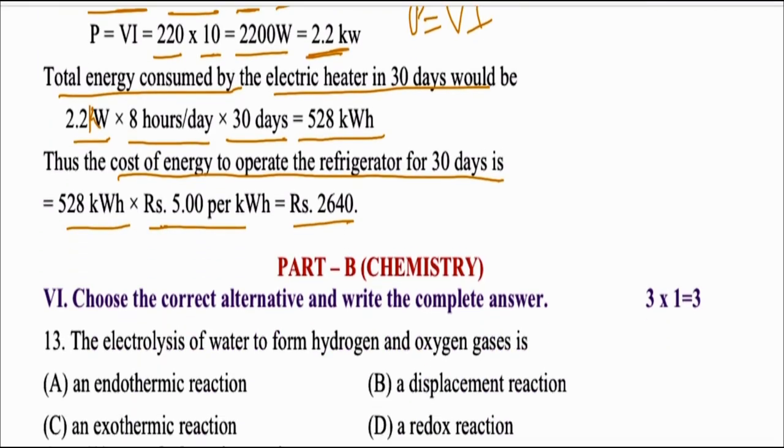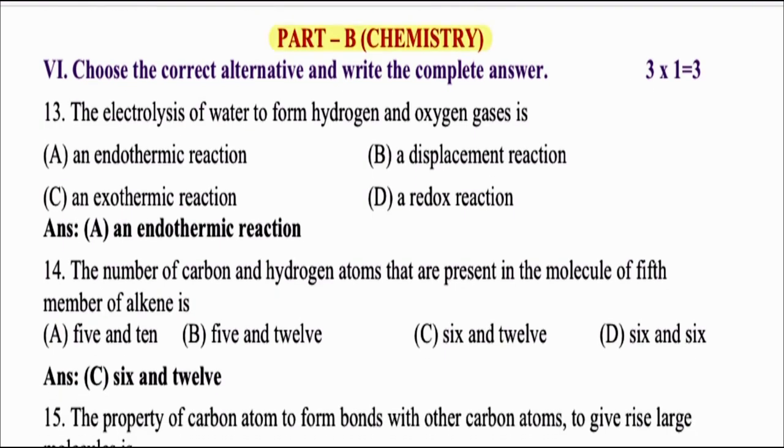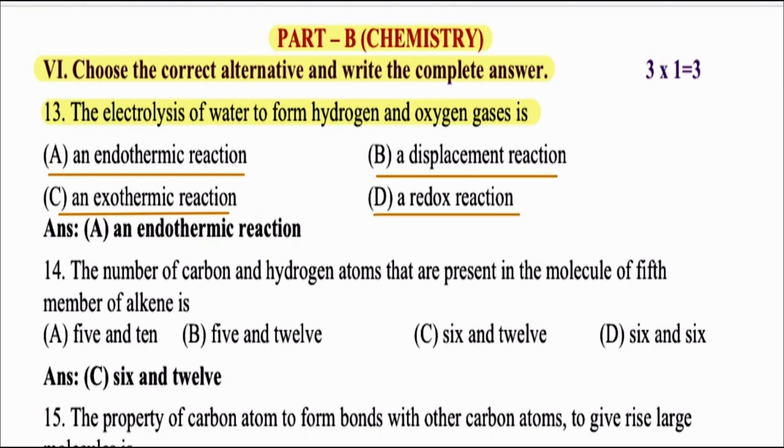Now let's go to part B, chemistry. Sixth main, choose the correct alternative and write the complete answer. Question number 13. The electrolysis of water to form hydrogen and oxygen gas is option A, an endothermic reaction, option B, a displacement reaction, option C, an exothermic reaction, and option D, a redox reaction. And the answer for this question is option A, an endothermic reaction.